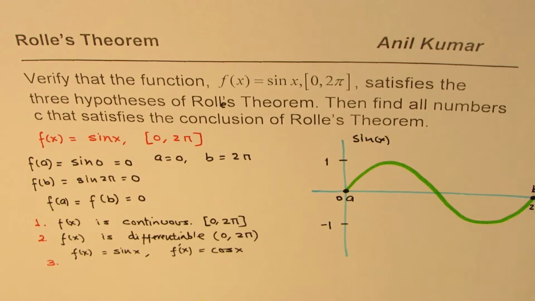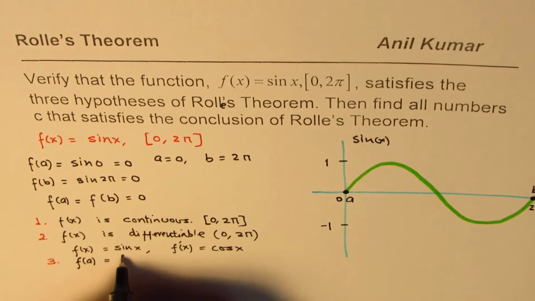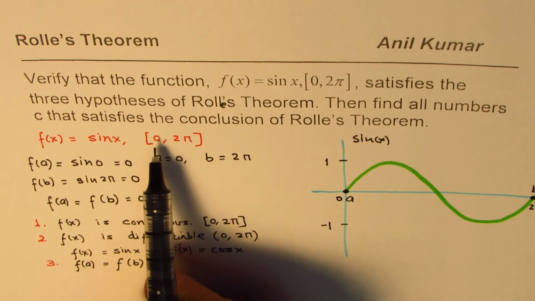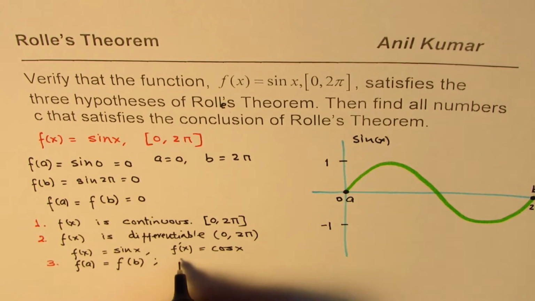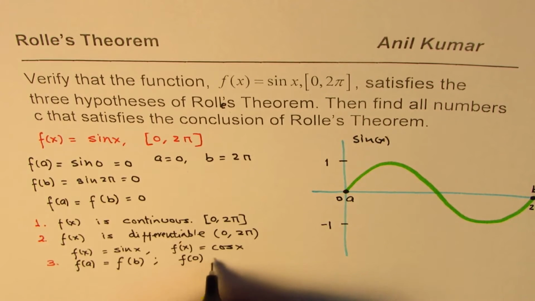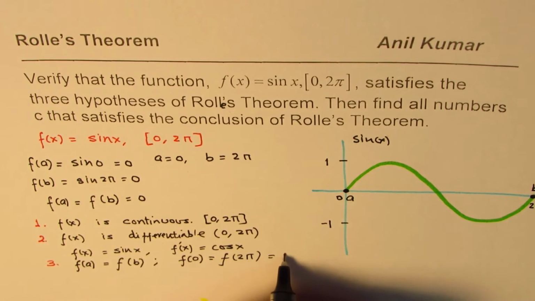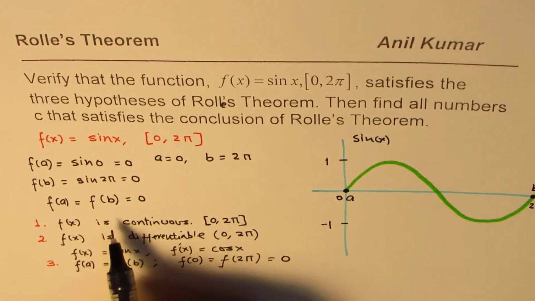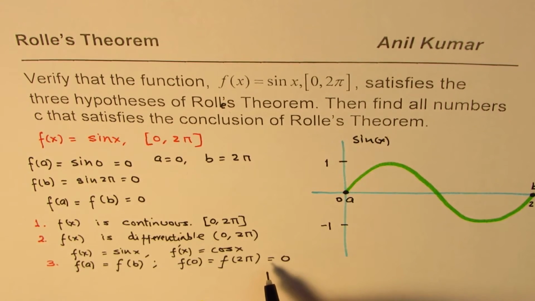Third condition is that f of a equals f of b. The closed interval given to us is from 0 to 2 pi. What we have seen is that f of 0 equals f of 2 pi, and the value is 0. So that means the three conditions for Rolle's theorem are satisfied.